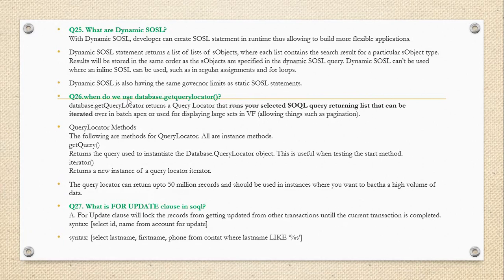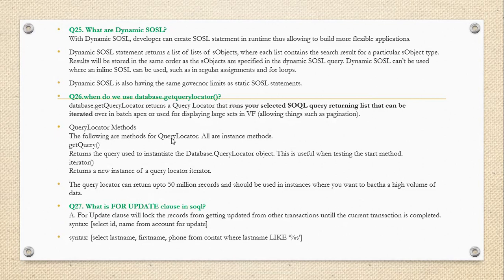Next question: when do we use Database.getQueryLocator? Database.getQueryLocator returns a locator that runs your selected SQL query, returning a list that can be iterated over in batch Apex, or used for displaying a large set of records on a Salesforce page, allowing things such as pagination.